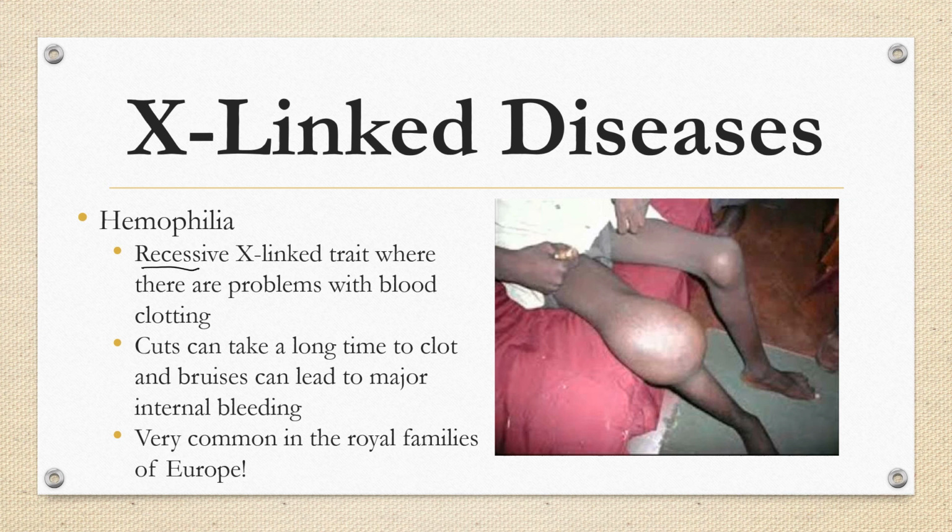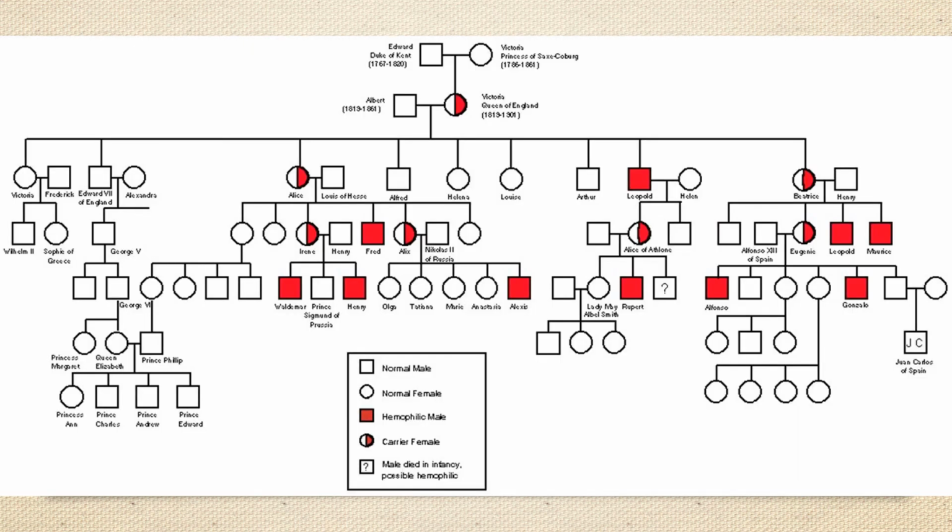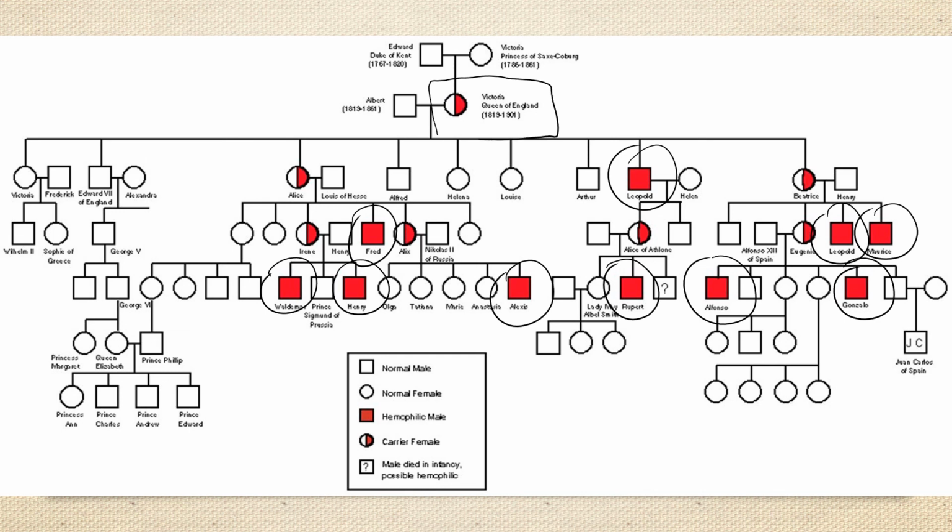Now this one is really interesting because it's very common in the royal families of Europe. If we look at this pedigree here, we can see right around the late 1800s, early 1900s, we saw this hemophilia popping up with a lot of boys in the European royal families. And it all seemed to stem from Queen Victoria, who most likely developed this as a mutation. So she probably had a spontaneous mutation occur because before that, there was no history of hemophilia in her family.